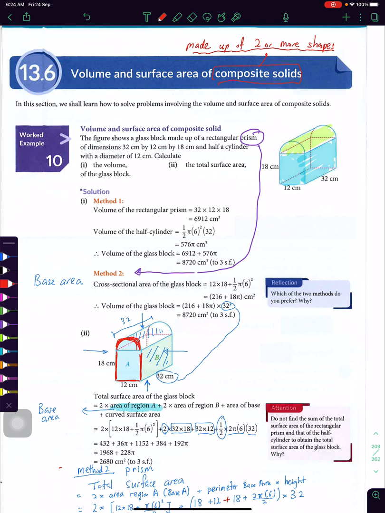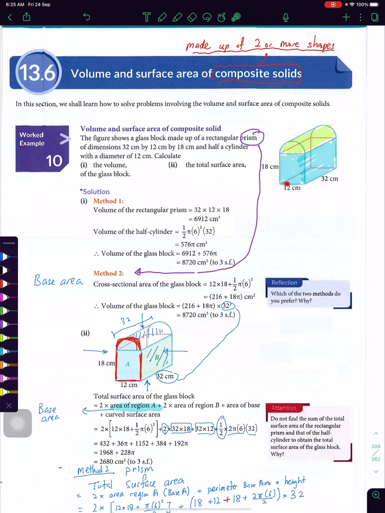It says that this block is actually made up of a rectangular prism as well as a cylinder. Alright, so what they want us to do is to find the volume as well as the surface area. So let's look at the volume itself. Now, the volume can be calculated in 2 different methods. Alright, so method number 1 is that I find the rectangular prism volume first.